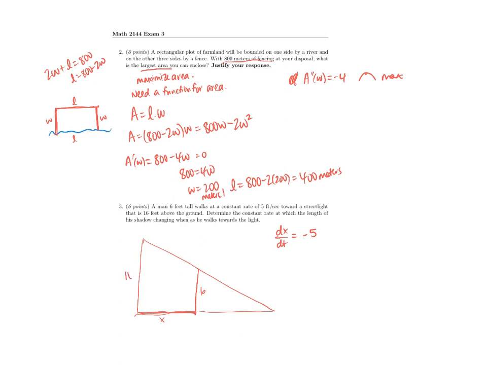And this is 16 feet high. And then I want to know the constant rate at which the shadow is changing. So the shadow is this length here. And so I'll call that y. Okay, and so how can I have a relationship between x and y? Because I want to find dy dt.